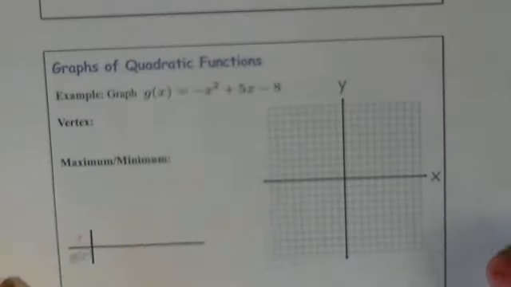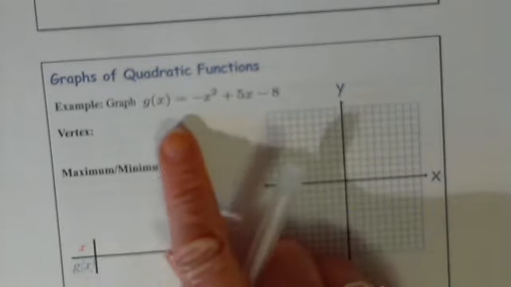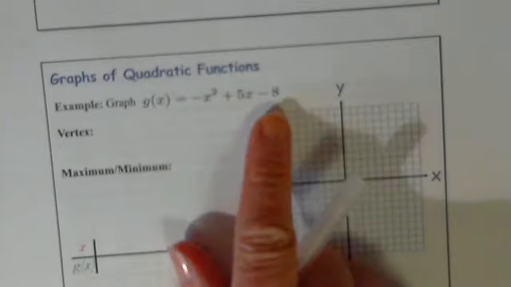Let's graph another quadratic function. These are actually kind of fun. Don't you agree? All right. We've got g of x this time instead of f of x, just for something different, equals the opposite of x squared plus 5x minus 8.